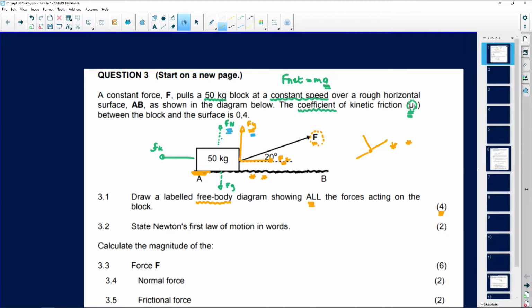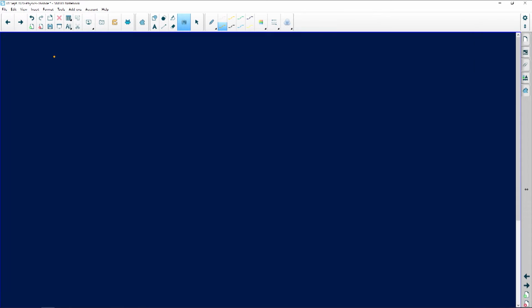So let's answer question 3.1, where they say we must draw all the forces. Remember, it is for 4 marks. They said a free body diagram, which is a dot. Now I know we have F of n that is going up. I also have F of g, so you can say the force of gravity, or you can say the weight. They said there's a coefficient of kinetic friction, which means I'm going to have Fk. Now remember, Fk is kinetic friction. Fs is static friction. You must read the question accordingly, and then you'll know what the examiner is looking for.